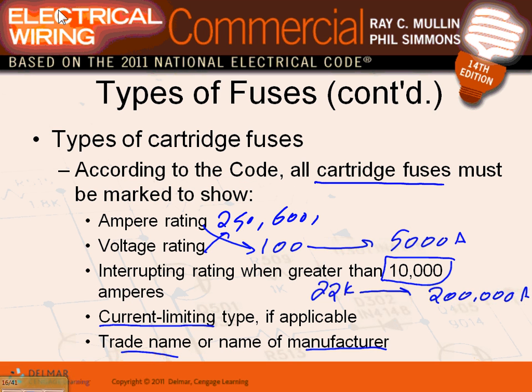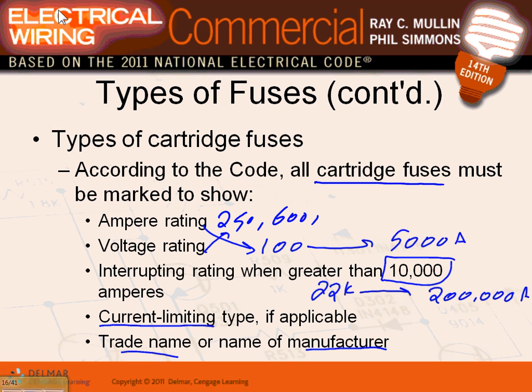Here's a fuse. This baby here is a class RK5. RK5 is a time delay fuse. It says right here on it, it's 500 amp, rated for 600 volts or less. And also right here, guys, the interrupting rating of this baby goes to 200,000 amps. That's a lot of amps to interrupt.